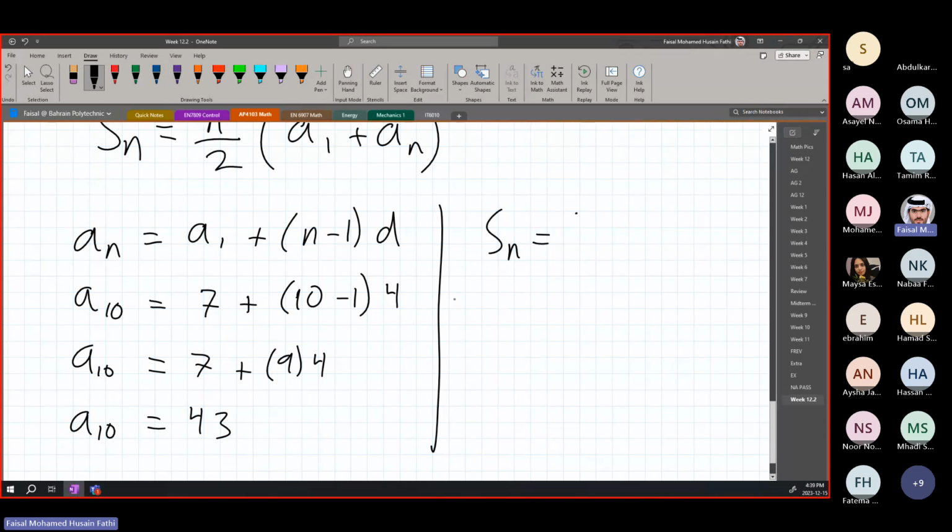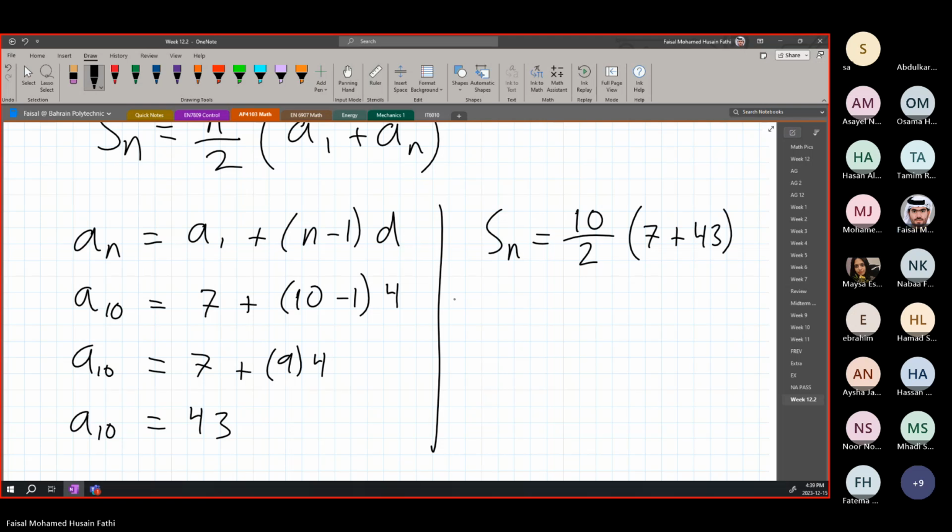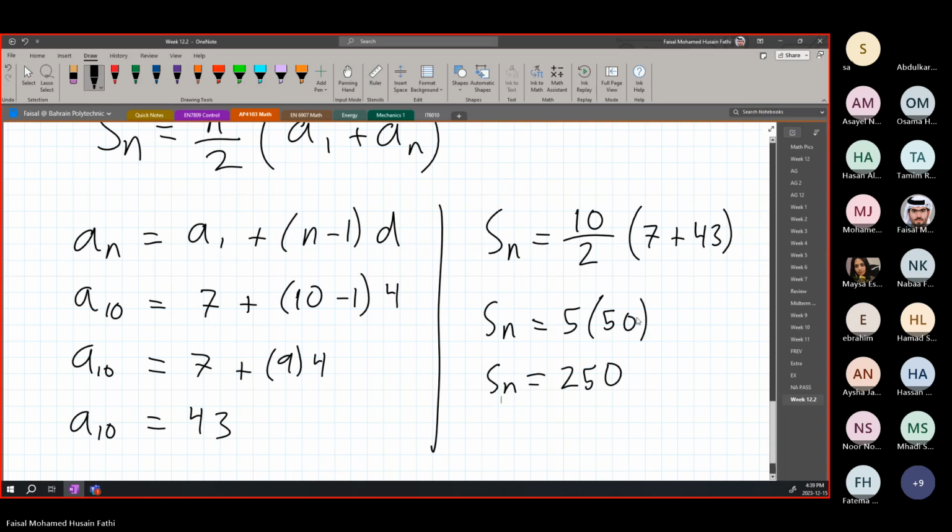Sn is equal to n over 2, 10 over 2, our n is 10. A1 is 7 plus 43. Sn is equal to 5 times 50, which is equal to 250, and we found our Sn. Simple, easy, nothing complicated. Let's move on.